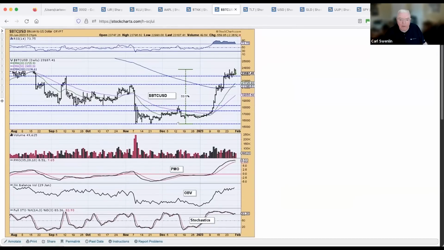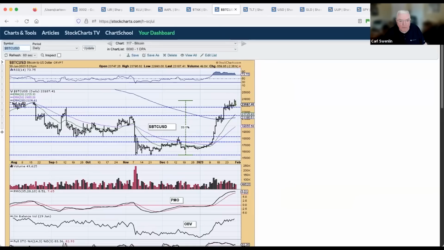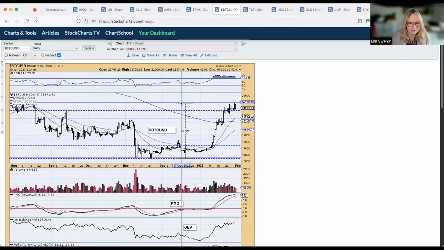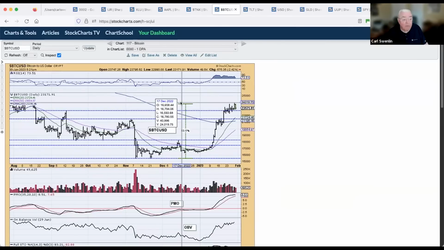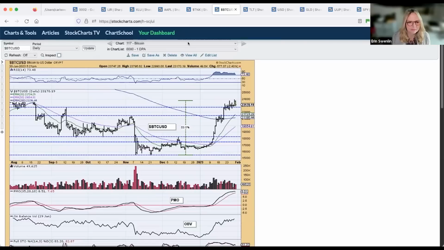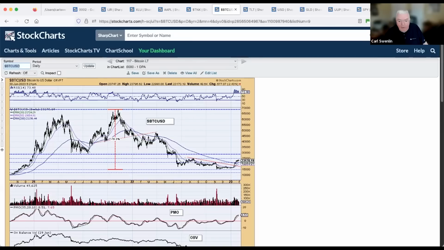Bitcoin has rallied off its low. Gosh, let me check that. It's up about 54, 55%. Pretty good. Longer term, a slight dent in this terrible decline. So it's got a lot of resistance to get through.